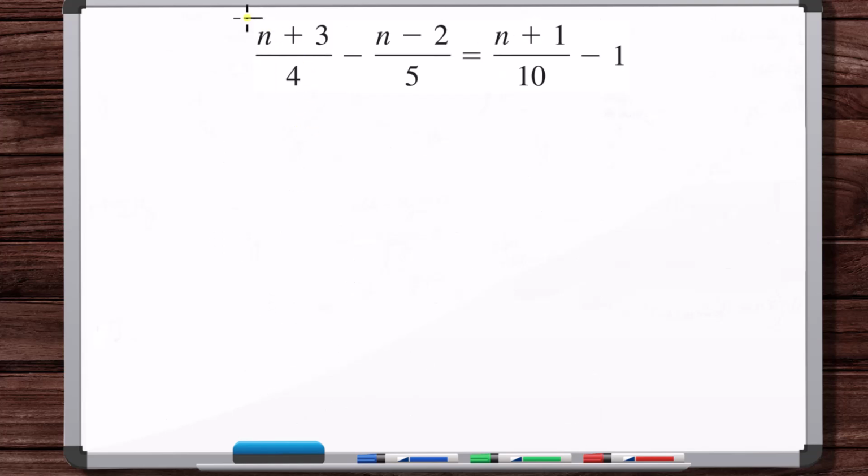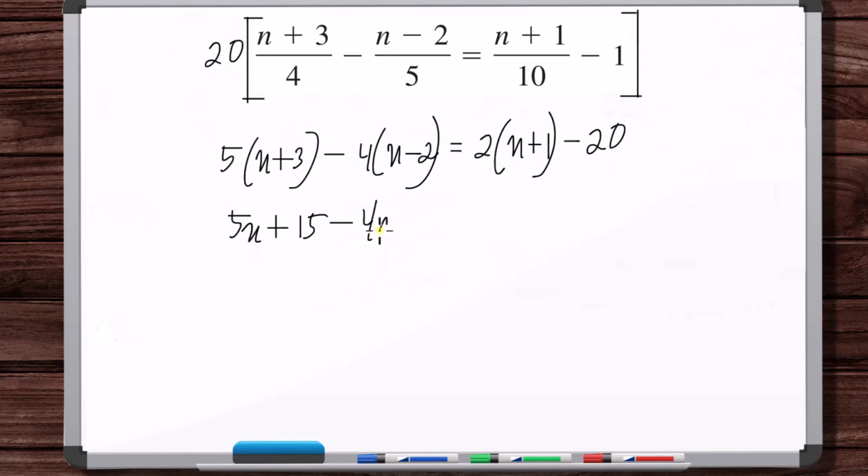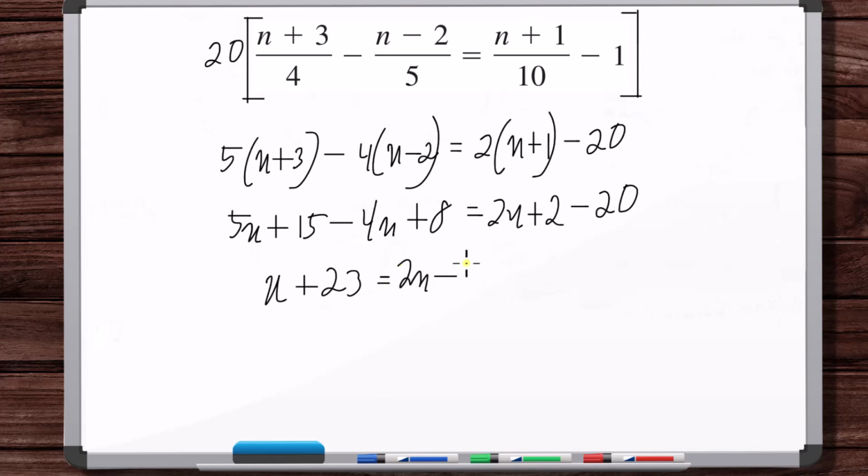Okay, let's see. Let's multiply this by 20. So we have 5 times n plus 3 minus 4 times n minus 2 is equal to 2 times n plus 1. Okay. So 5n plus 15 minus 4n plus 8 is equal to 2n plus 2 minus 20. Okay, 5n minus 4n is n. Okay, 15 plus 8. Okay, and then 2n, and then we have minus 18 over here.